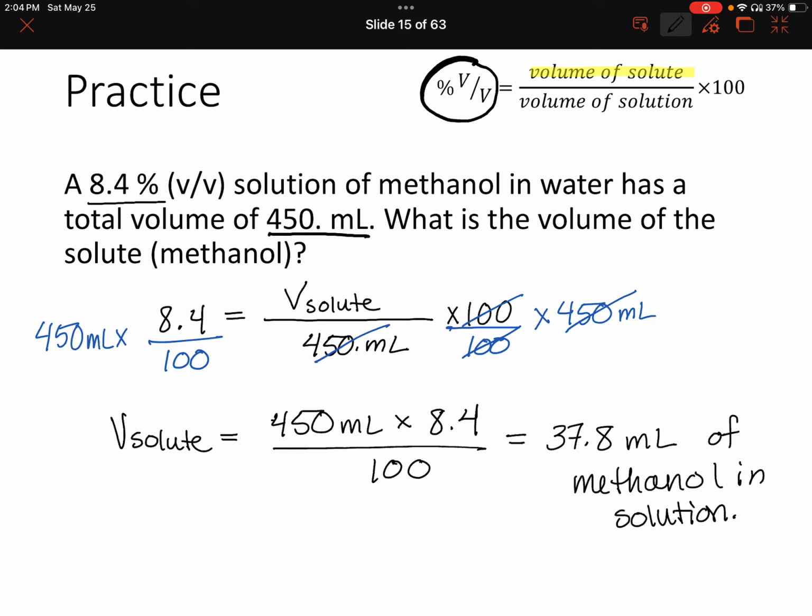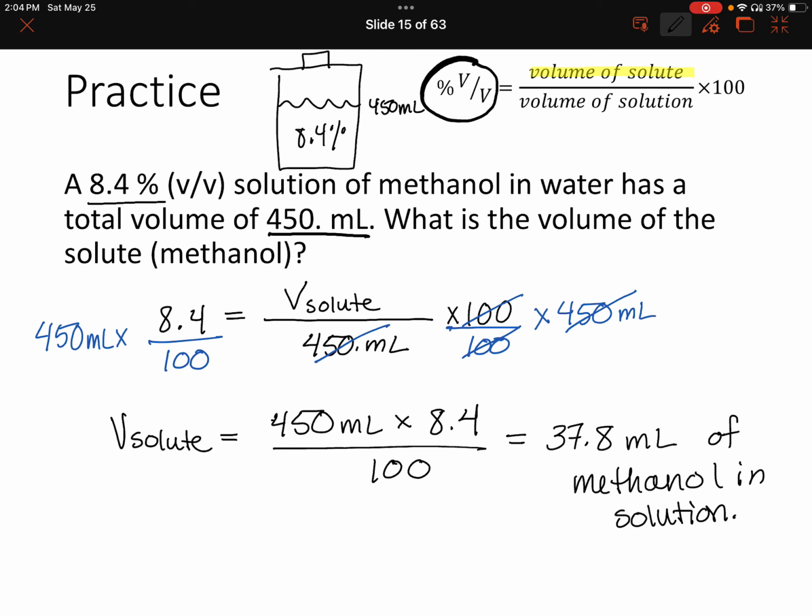So these types of equations can be super handy if, let's say, somebody makes a solution and they only tell you the volume per volume percent, which is 8.4 in this case. And you can see that the total amount of solution is 450 milliliters. So let's say we've just got a bottle of 450 mils of 8.4% solution.